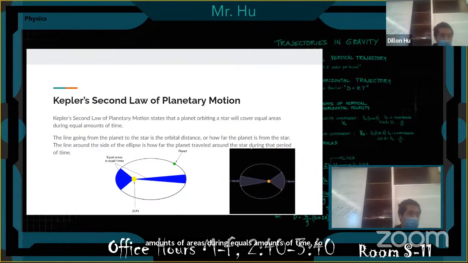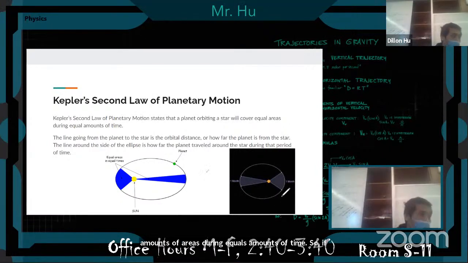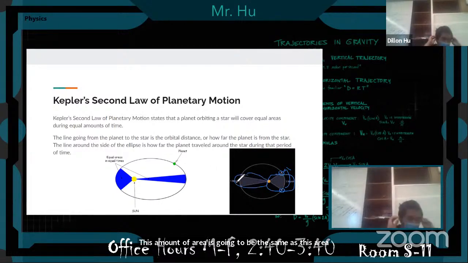So if my planet is starting at this point right here, and it's moving to this point in 1 month, this amount of area is going to be the same as this area if this part also takes 1 month. So as long as it takes the same amount of time, the amount of area the planet covers is the same each way. So how does this work?